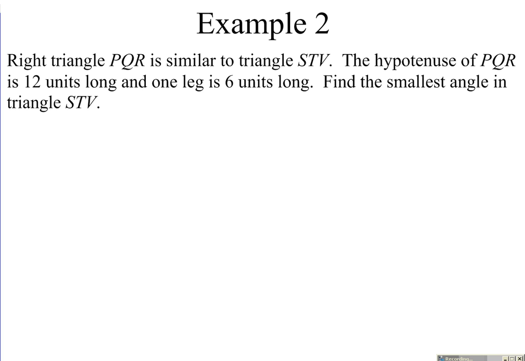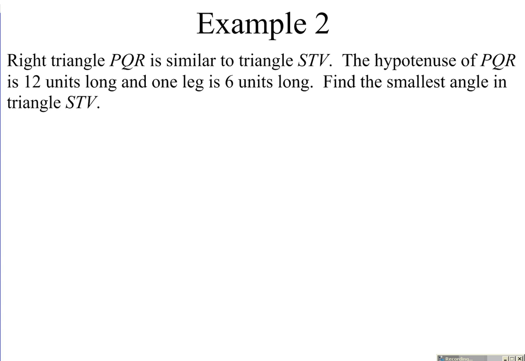Okay, second example. Right triangle PQR is similar to triangle STV. The hypotenuse of PQR is 12 units long, and one leg is 6 units long. Find the smallest angle in triangle STV.